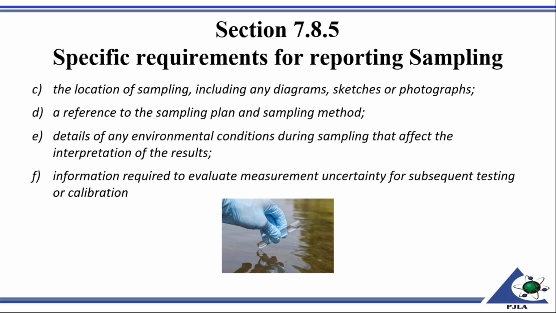Again, there's a lot of variance because of the different types of testing that could be performed. F, information required to evaluate measurement uncertainty for subsequent testing or calibration. Again, this is less likely to be relevant because measurement uncertainty tends to be more for calibration than for testing, but there are instances where it could be applicable. So just keep that in mind. If that does apply, you're going to want to include that in there. The test is, is it going to be required for subsequent testing or calibration? So if it's going to be necessary for future testing, then you're going to want to include it in there.